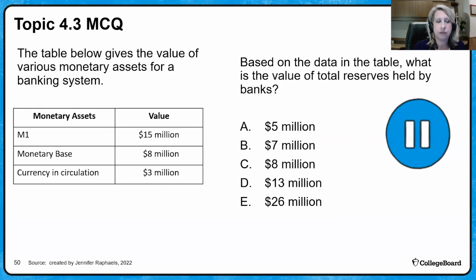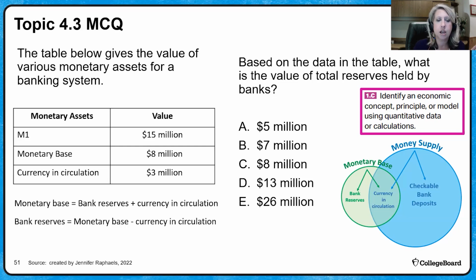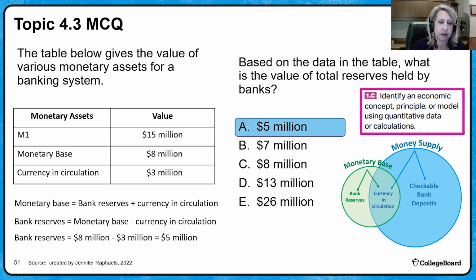So now we have another table. We were given M1, the monetary base, and currency in circulation, and it says, based on the data in the table, what is the value of total reserves held by banks? So we can bring back up our graphic organizer. If we're looking for total reserves and we're given the monetary base and currency, we can solve for bank reserves. So the monetary base, again, equals bank reserves plus currency in circulation. Bank reserves equals monetary base minus currency in circulation, since we're solving for bank reserves. And so we plug in our formula and we get $5 million as the answer.